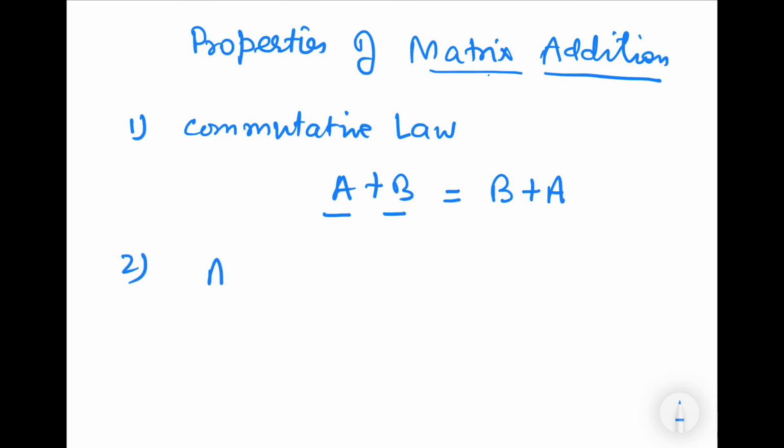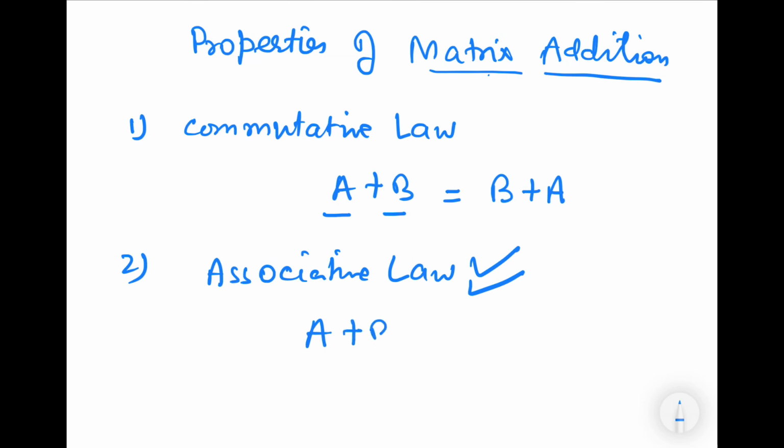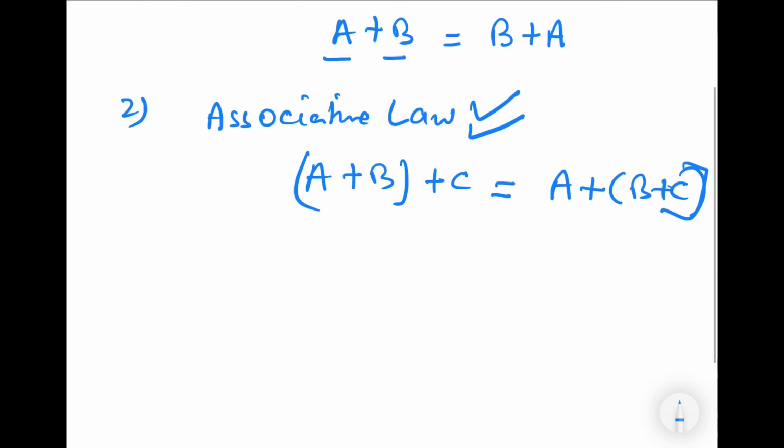Second is associative law. This is also followed. What is this? A plus B plus C is equal to A plus B plus C, grouped in either way. If three matrices are there, then this identity is shown by the addition of matrices.